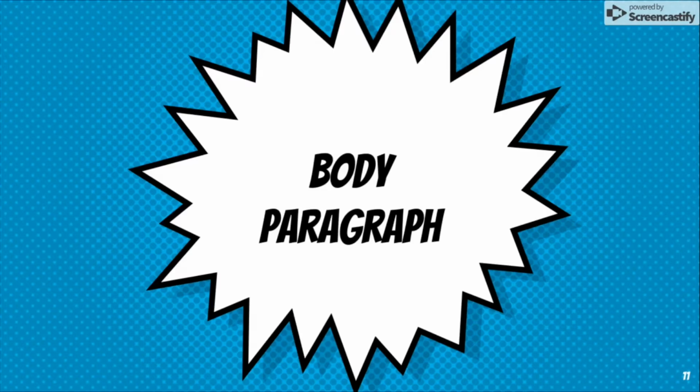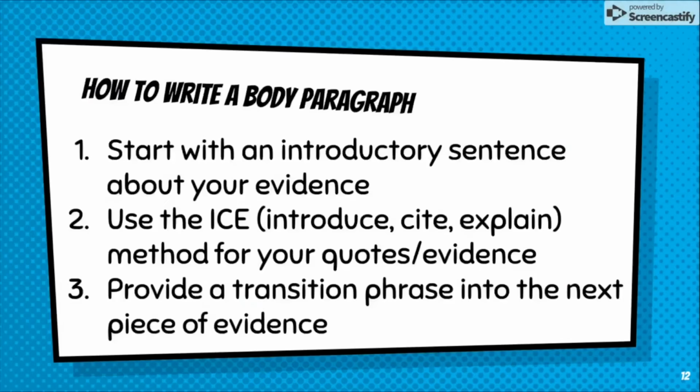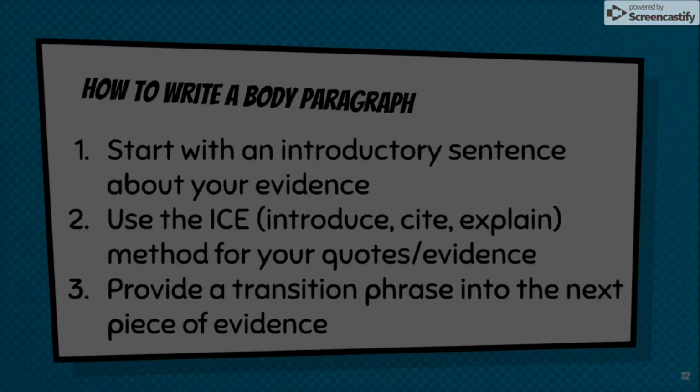And so for the body paragraphs, you only need 1, but you might have 2. So you start with an introductory sentence about your evidence, and then you use the ICE method, and that is introduce, cite, and explain. And that is for your quotes and evidence. The third step is providing a transitive phrase into the next piece of evidence, and then you will repeat.